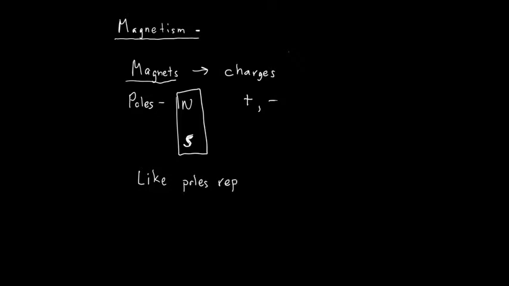repel and opposite poles attract. But the one big difference between charges and magnets is that with charges, you can have positive charges or you can have negative charges, and they exist as separate entities. With magnets, you always have pairs. You always have a north pole and you always have a south pole. This is a fundamental result of electromagnetism, of some rules that govern how electromagnetism works. Basically, we can summarize this by saying there are no magnetic monopoles in nature.